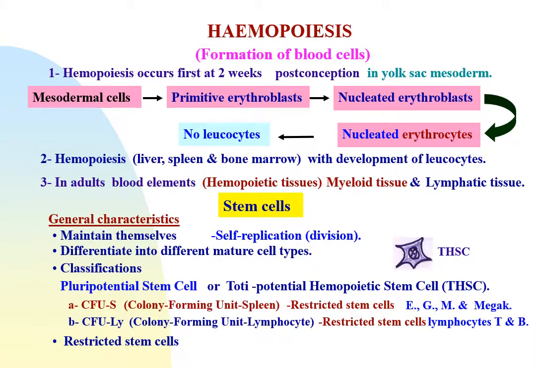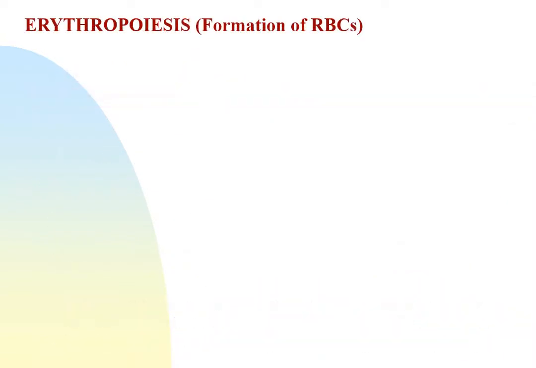Restricted stem cells, therefore, have restricted capacity for development of one specific cell line, like restricted stem cells for erythrocytes, restricted stem cells for granulocytes, or restricted stem cells for megakaryocytes. Erythropoiesis is the process of red cell production, during which the primitive cell undergoes progressive changes involving both cytoplasm and nucleus.